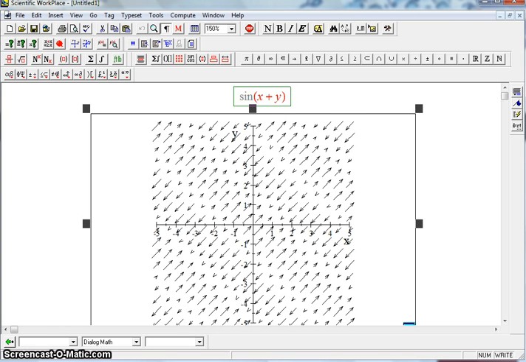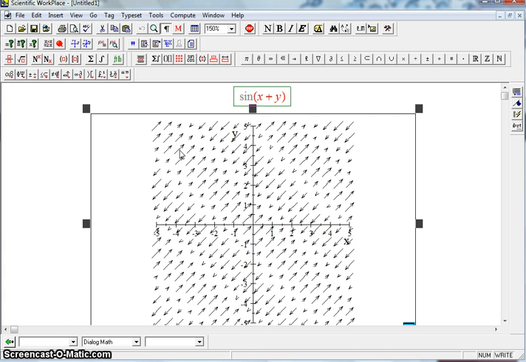Here's some comments and solutions for the graded homework. See if I can do this without coughing too much. Sine of x plus y was the function, and we wanted to know what the contours look like and what the gradient looks like. Well, the computer does the gradient for me.